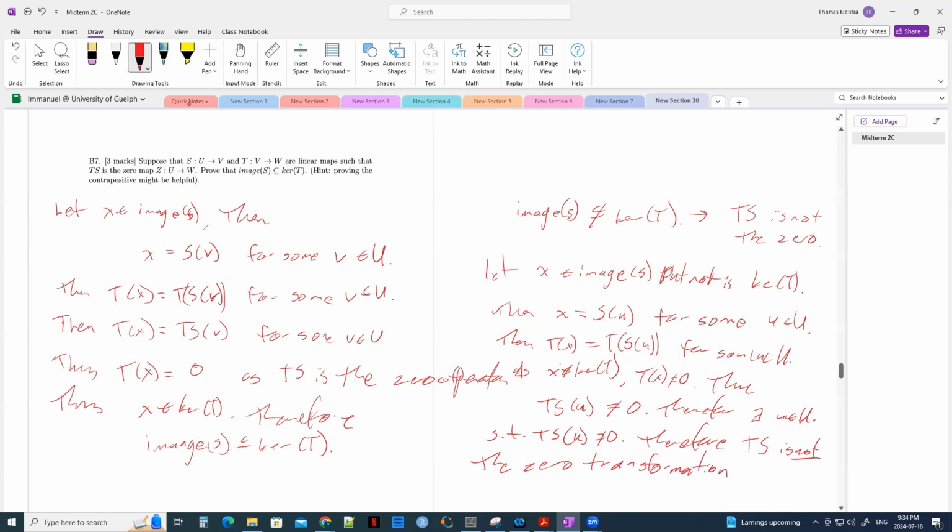So you can prove this in either direction. I naturally think of this direction, but many people actually found proving it directly to be a lot easier. So I wanted to show both work.